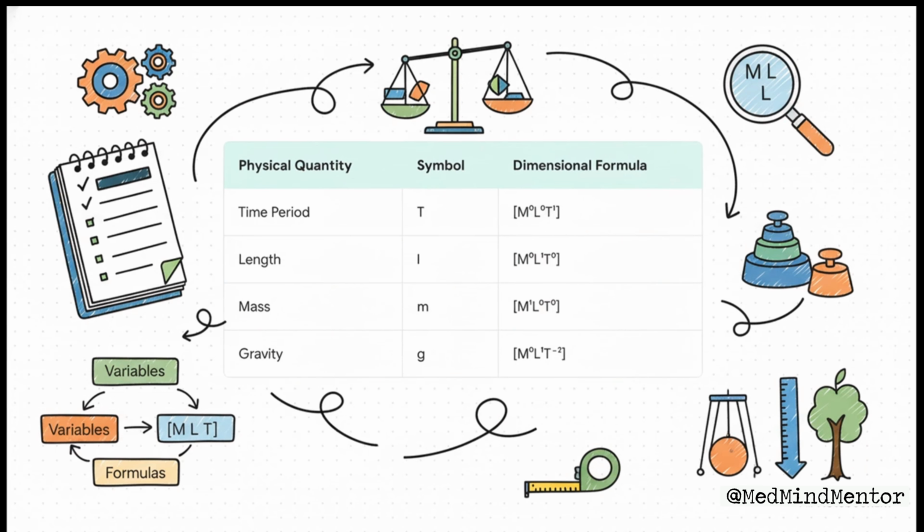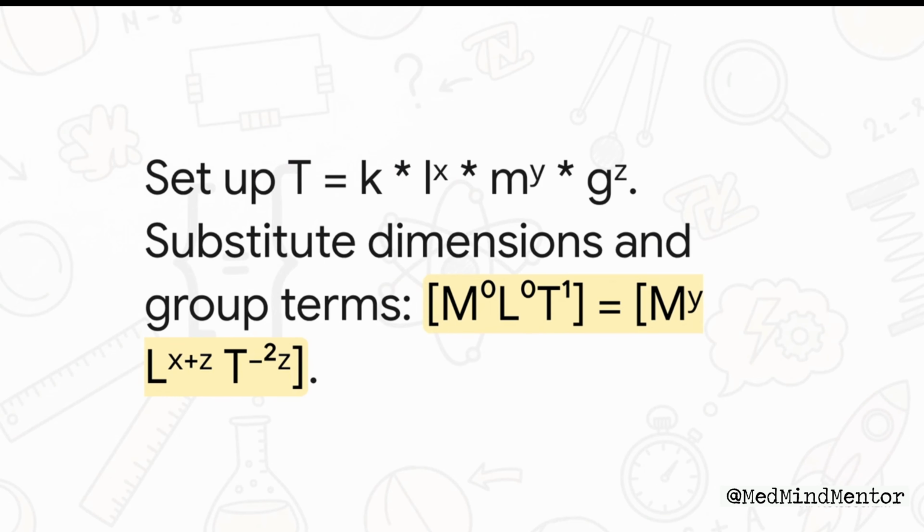All right, following our plan, step 1 is just to get organized. Let's list out all the players in this problem. The time period T, the length L, the mass m, and gravity g. And for each one, we'll write down its dimensional formula. This just sets us up for success. Okay, now for step 2. We set up the basic relationship.